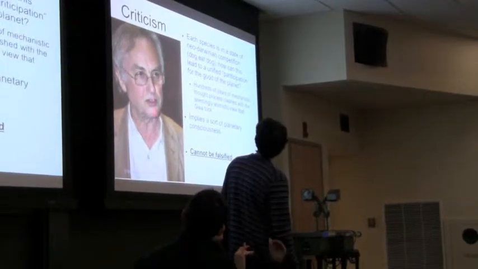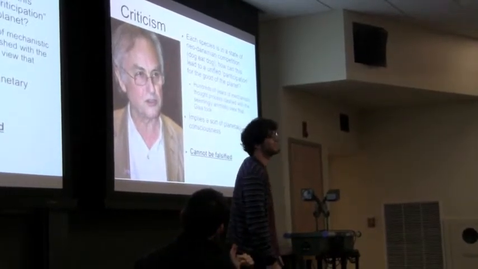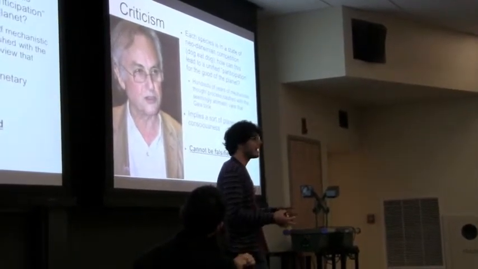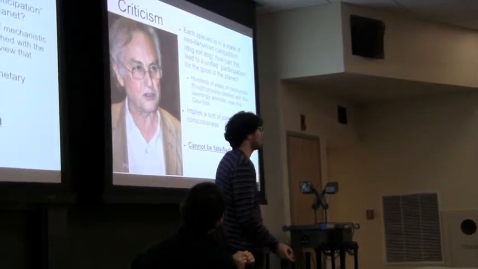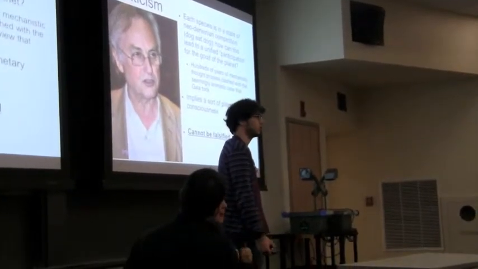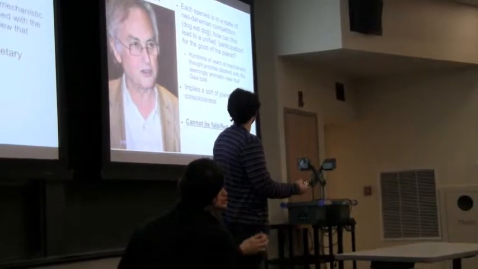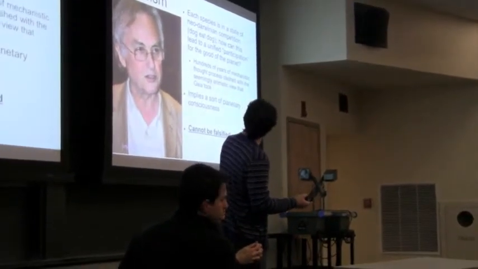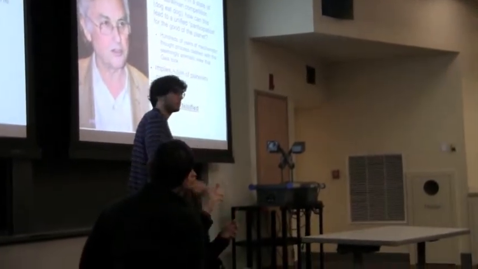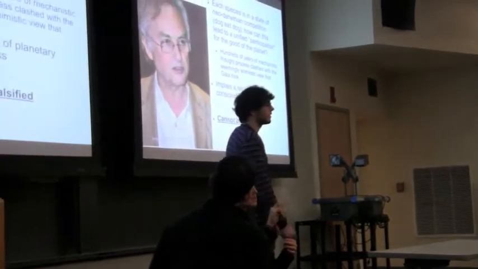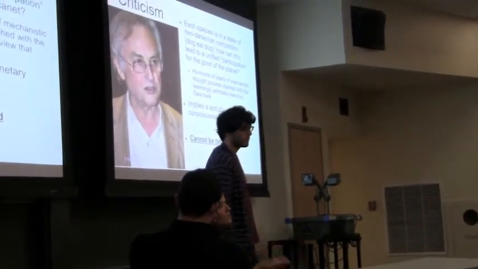This is Richard Dawkins. I put him up here because he's a really mechanistic kind of guy. He views life and the Earth and things as kind of like machines. He famously wrote The Selfish Gene. Some people might have heard of it. He's a really big deal in evolutionary biology.